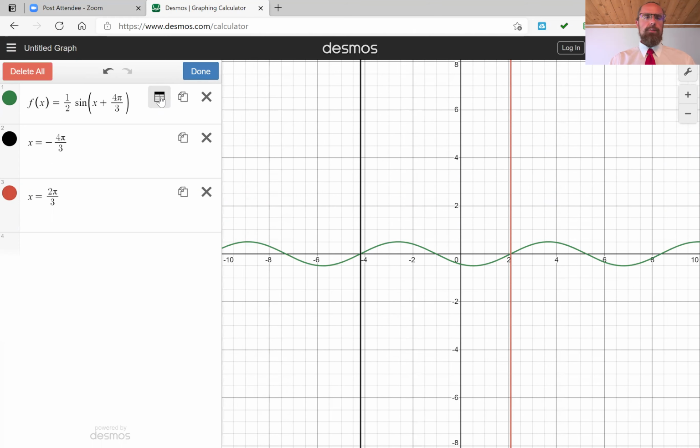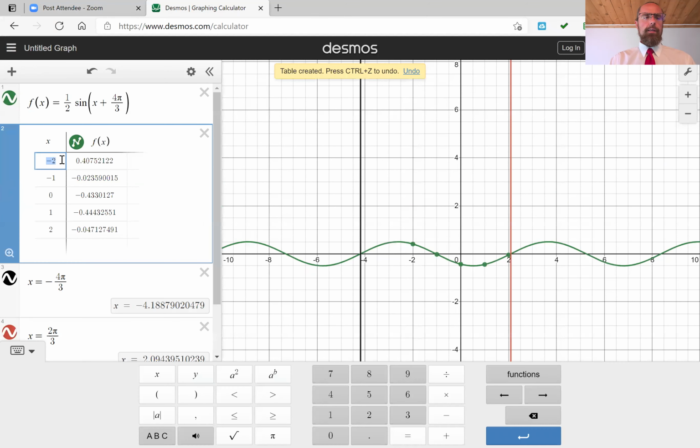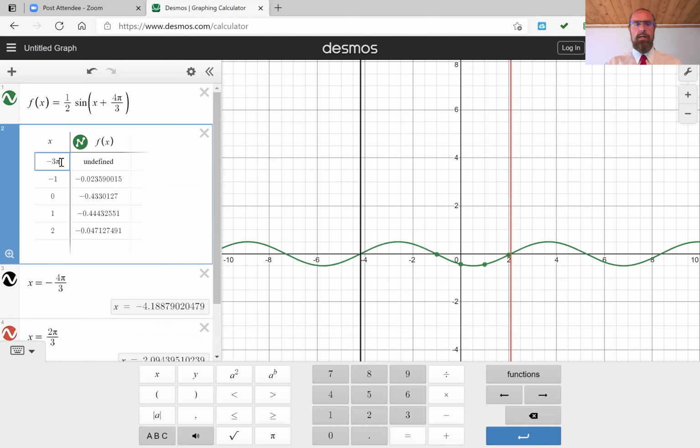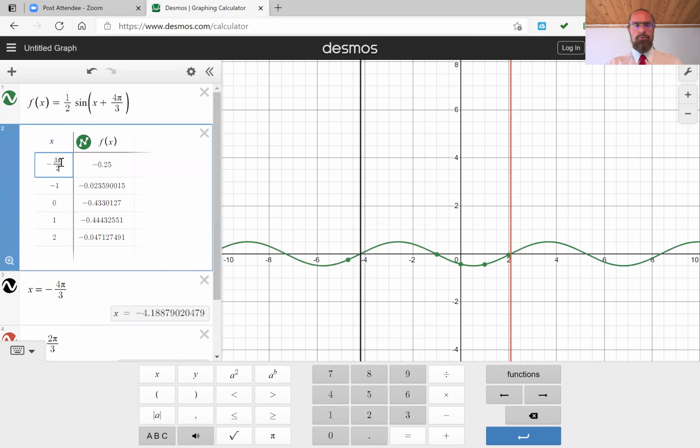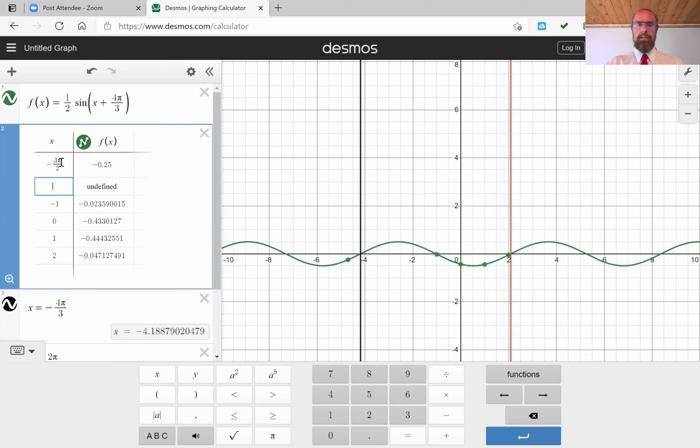So I'm going to pick up the table. And so here I've got to go back to where my graph was. So I see the x values here. They're just rectangular, -1, 0, 1, 2, -2. I need those to be in radians. So the first one I'm going to type is -3 pi divided by 2. I can start to see these points popping up on my graph.